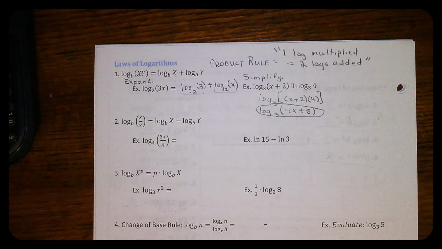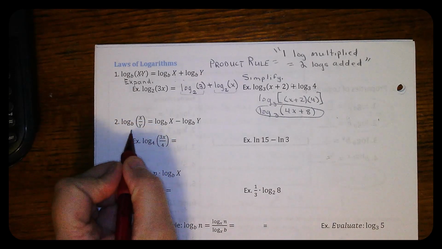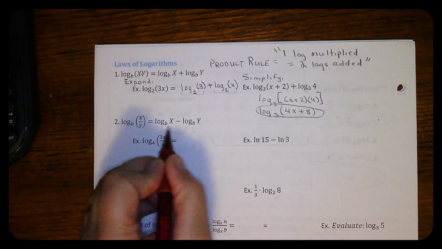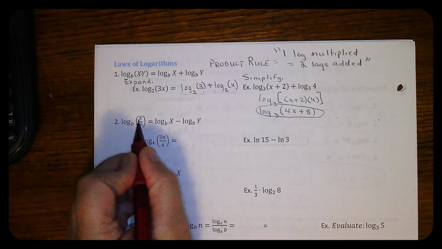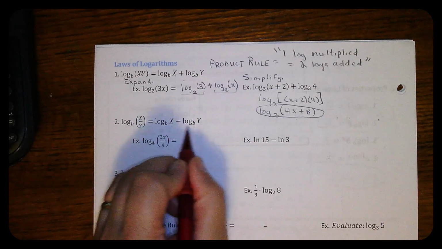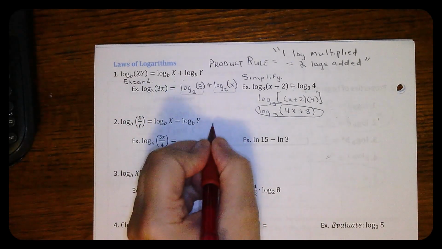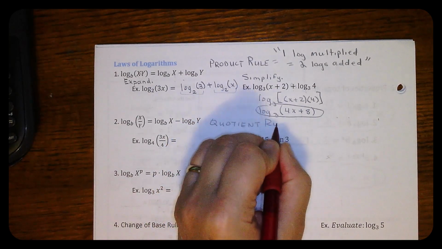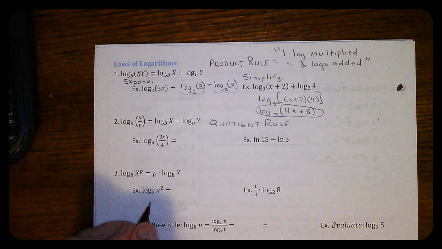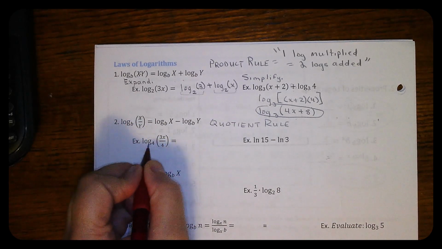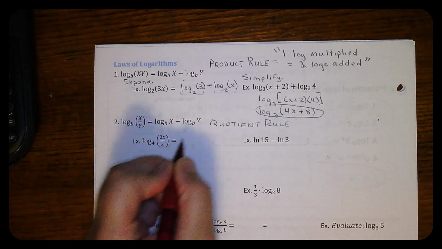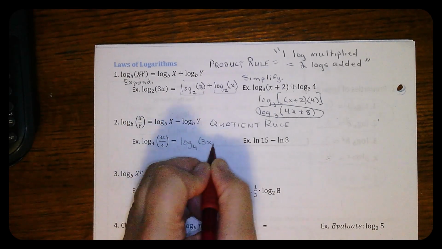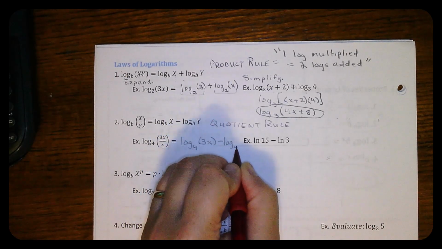Okay, the next rule we're going to talk about is similar. If you have 1 log divided, 1 log with a quotient here, you can write that as 2 logs where this quotient is separated into 2 logs subtracted. Okay, that's called the quotient rule. All right, so here, if you see 1 log with a quotient, you can write that as log base 4 of 3x minus the log base 4 of 4.